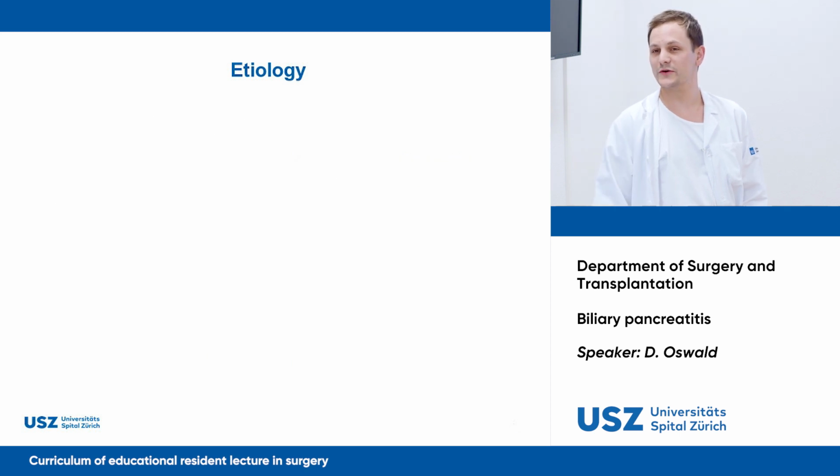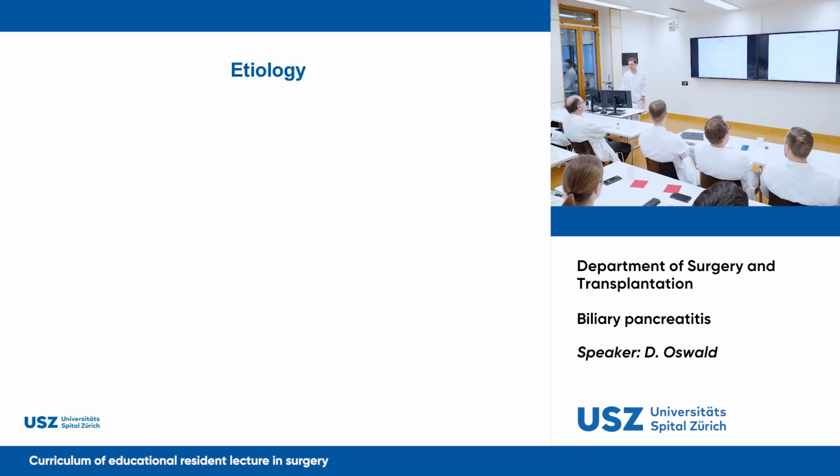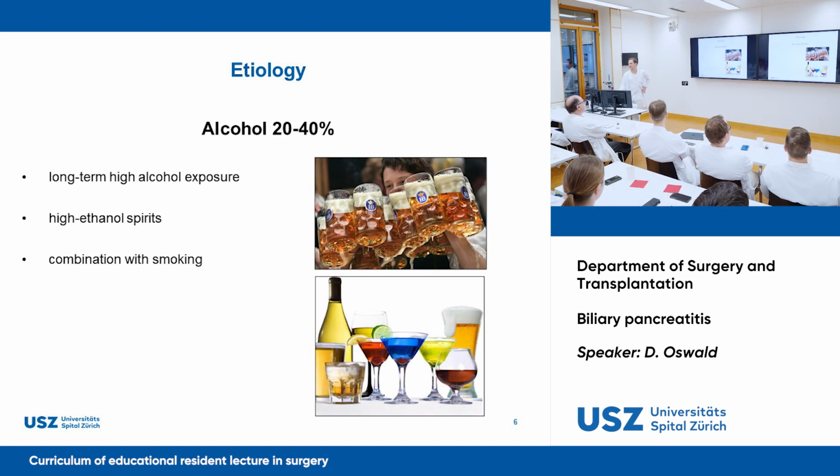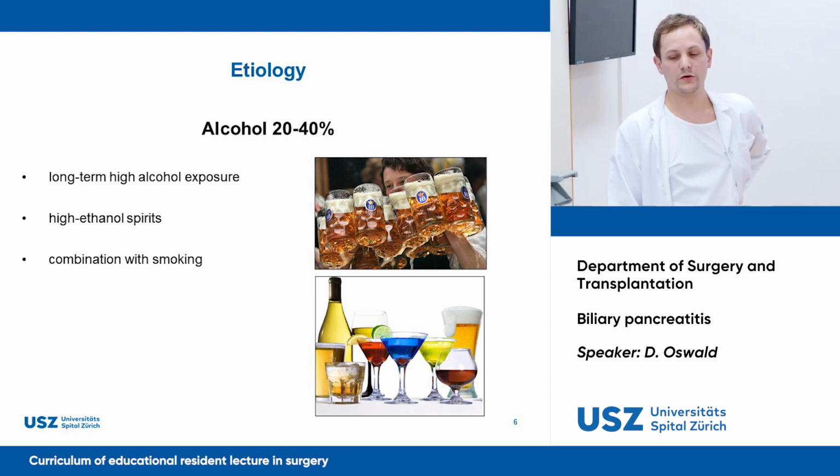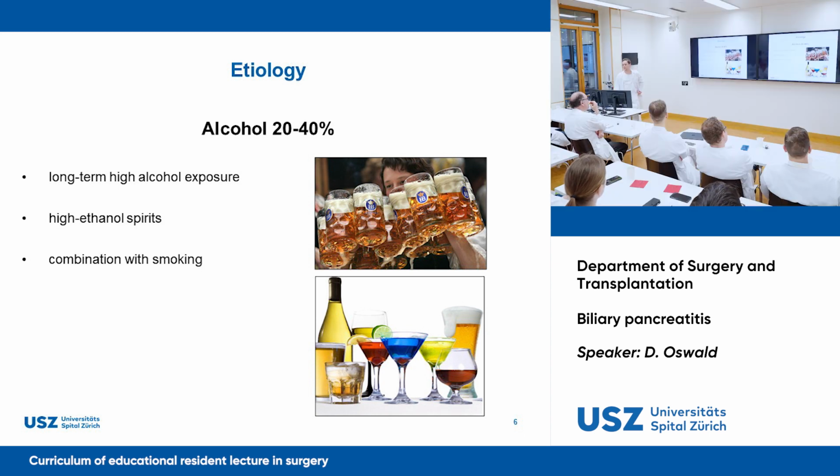And I would like to ask another resident, what is the second leading cause of pancreatitis? Alcoholic drinks. Yes, perfect, Daniel. That's alcohol. It's up to 30% of acute pancreatitis. That can be due to long-term alcohol exposure, high ethanol spirits, and it's even higher combined with smoking.